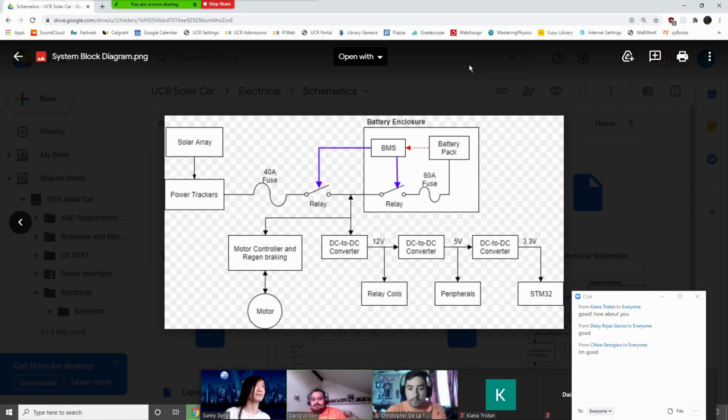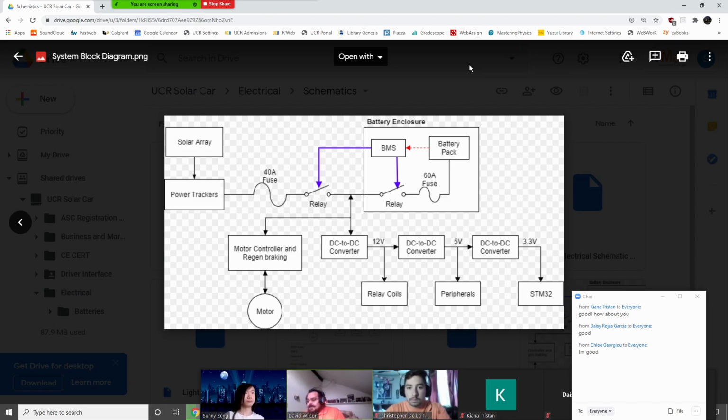maximum power point trackers. You can see that the BMS relates to relays, which are pretty much like switches. Sorry, BMS stands for battery management system. There's a battery pack. Everything's interconnected, but we don't want everything connected all at once, so that's why there are relays there. And this is a pretty good brief look at the solar car, like pretty much a skeleton.